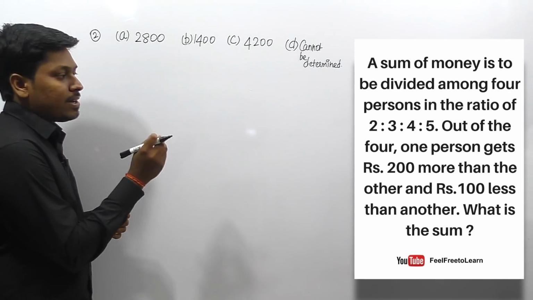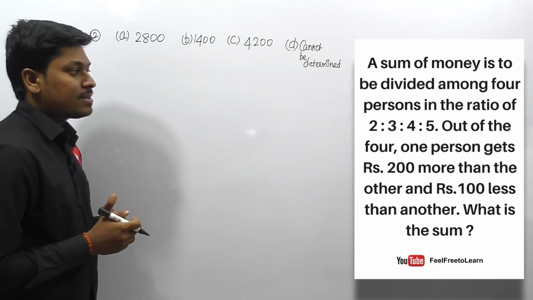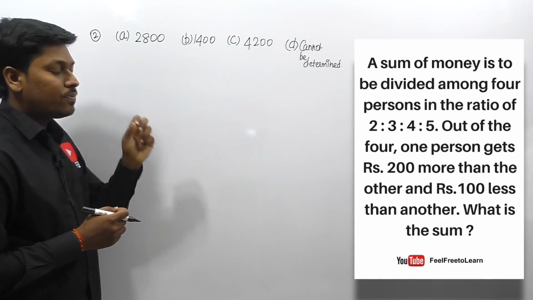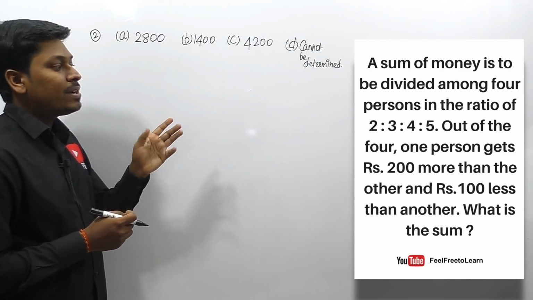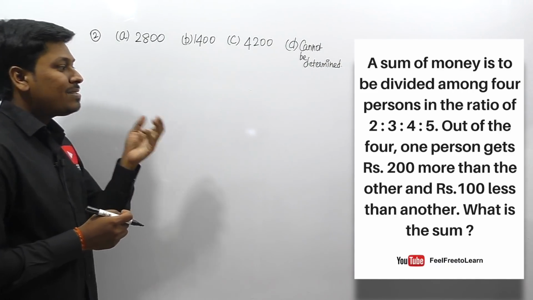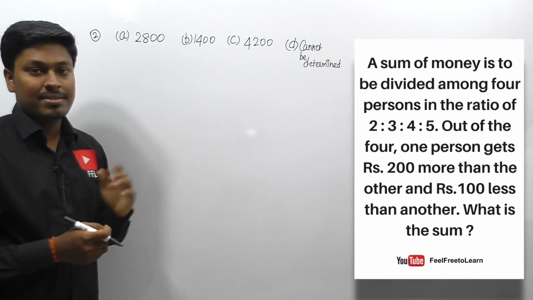A sum of money is divided among 4 persons in a ratio 2 is to 3 is to 4 is to 5. So out of 4, one person gets rupees 200 more than the other and rupees 100 less than another. So what is the sum?